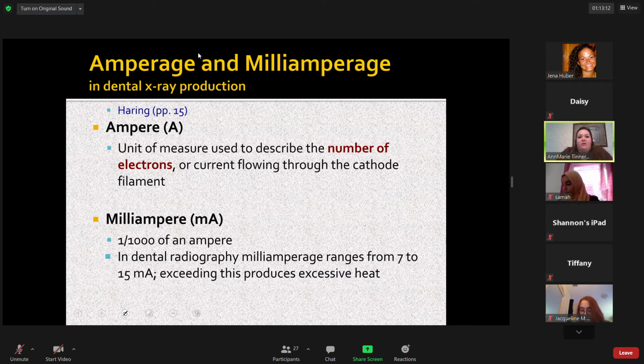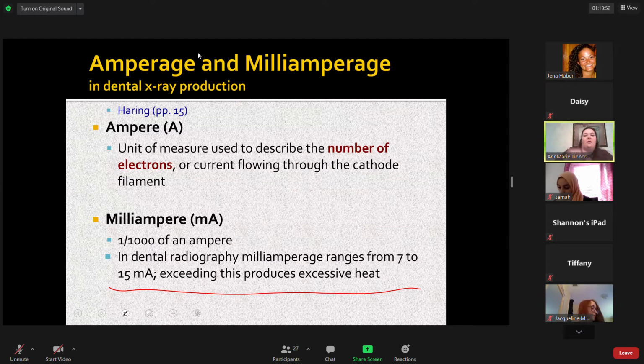Okay, you have an ampere, which is a unit of measure used to describe the number of electrons. Again, amperage, MA, has to do with number, and it has to do with the current flowing from the cathode filament to the anode. You always start at the cathode, you're always starting negatively. Milliamperage, this just tells you 1 out of 100 or 1,000. You don't have to know that part, but I do want you to know this second bullet here that says in dental radiography, milliamperage or MA ranges from 7 to 15.